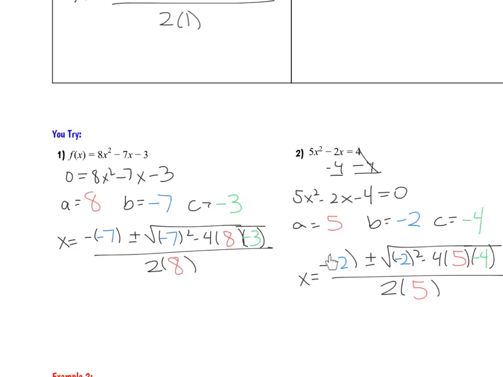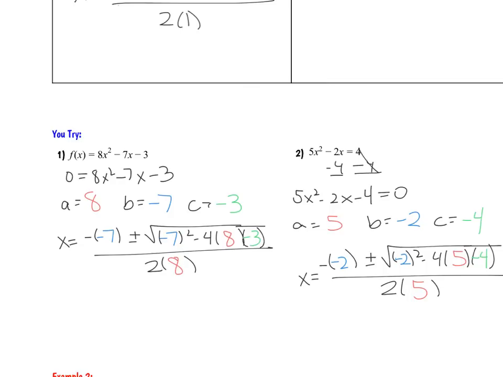The next one, you have to subtract 4 from both sides. And so you get 5x squared minus 2x minus 4 equals 0. So a is 5, b is -2, and c is -4. If you plug that in, you get x equals -(-2) plus or minus the square root of -2 squared minus 4 times 5 times -4, over 2 times 5.